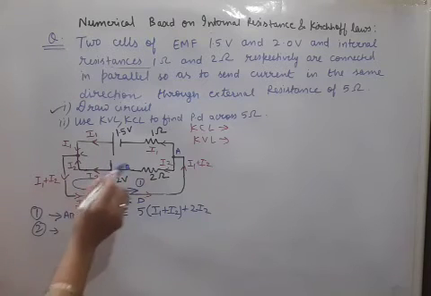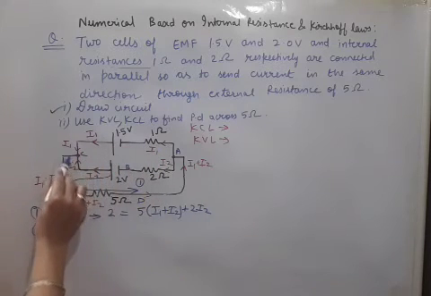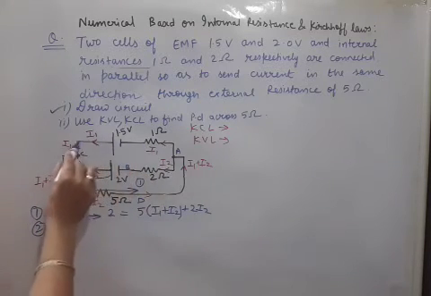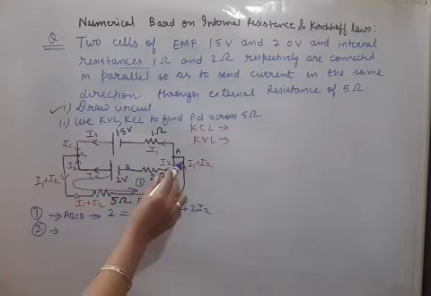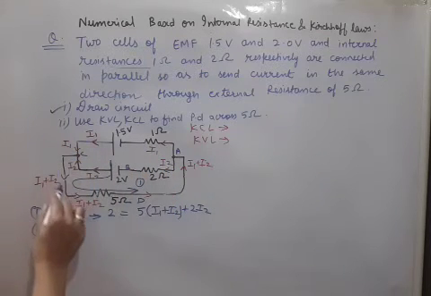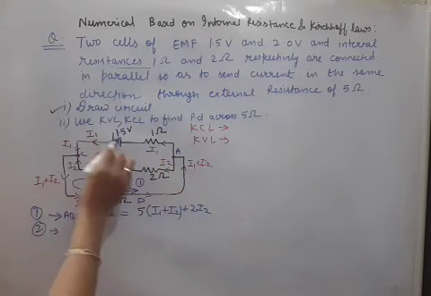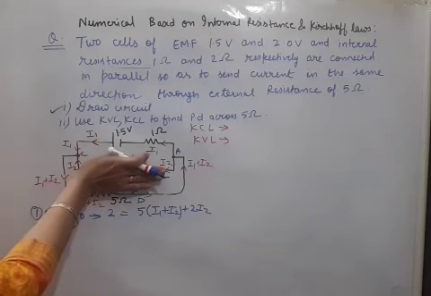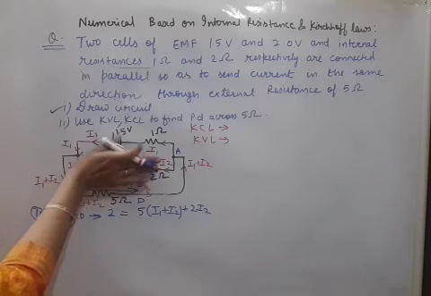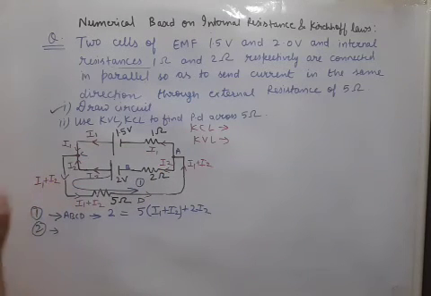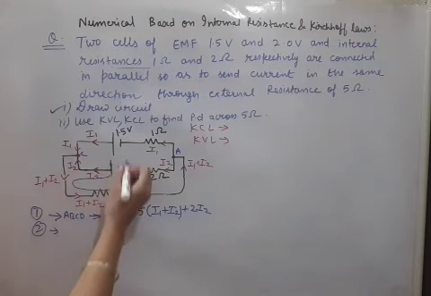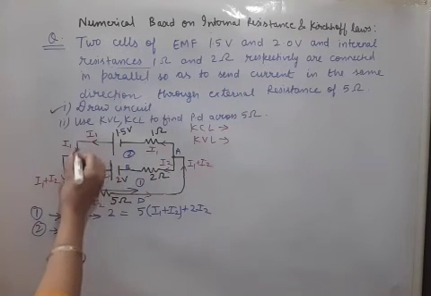We need one more loop. Now we can take this loop, which is this rectangle, or we can take this outer loop. Outer loop means hiding the middle battery, the second battery, and involving only the first battery. So I am taking this second loop, this one which is this rectangle.